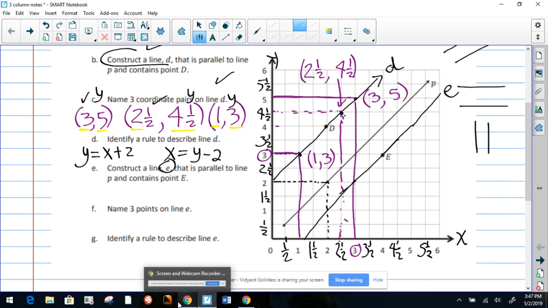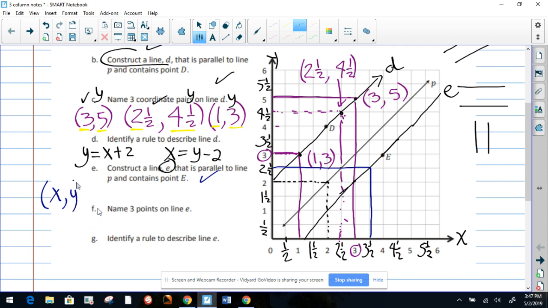All right, my friends. Now it says, okay, so now that's it. So now they want us to do the same thing. Name 3 points on line E. Okay, so line E will be, let's name 3 points. Here's one. That's going to be x is 3.5. So remember, x goes first, y is the second number, the second coordinate. So x is 3.5, and y is 2.5.